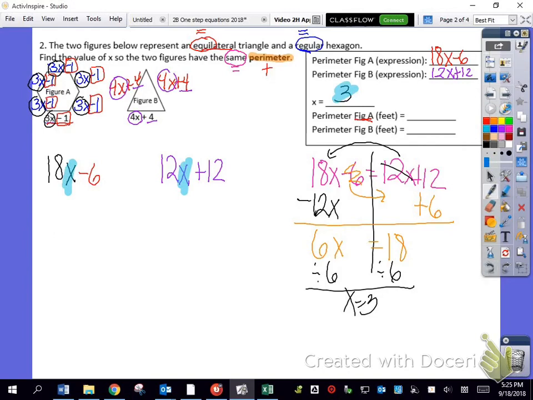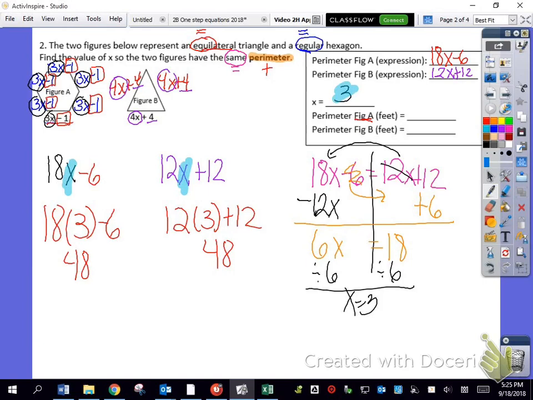18 parentheses 3 minus 6. And I put that whole thing in the calculator. I'm going to get 48. On this one, 12 parentheses 3 plus 12. If I put that whole thing in the calculator, I get 48. So both of those add up to 48. And so that is correct.